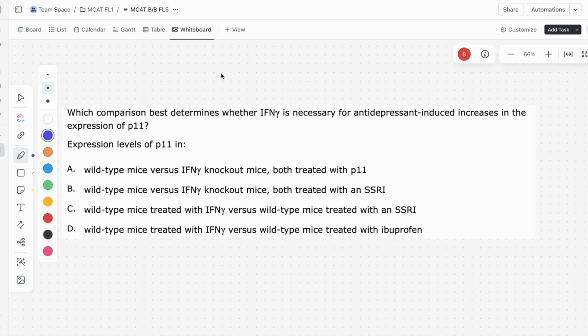Let's move on to the last question of this passage. It says, which comparison best determines whether IFN gamma is necessary for antidepressant-induced increases in the expression of P11? Expression levels of P11 in blank. All right, so what is this asking? We're trying to see if IFN gamma is necessary for this increase in P11 when we give patients antidepressants.